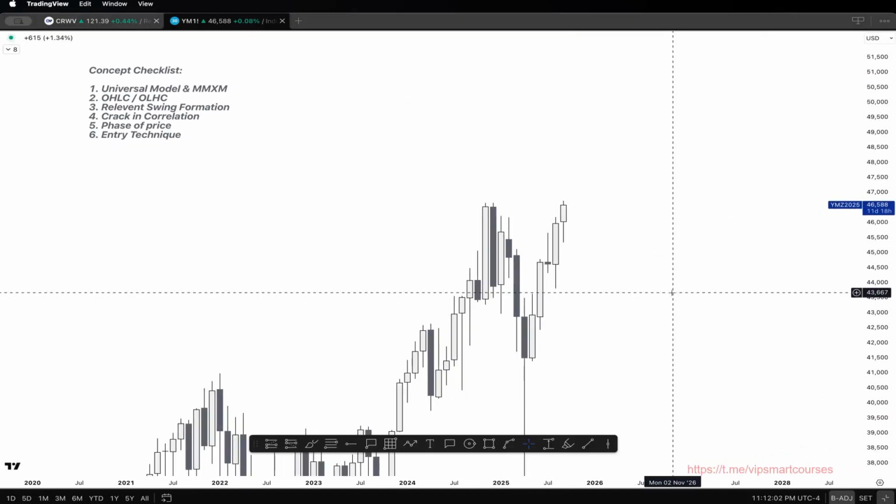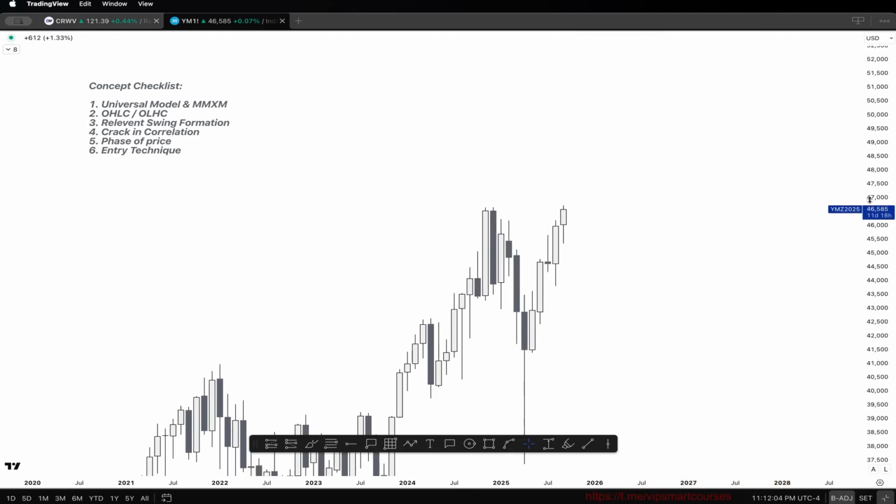All right, everyone. So now what we are going to do is blend the concepts introduced to you in our core concepts lectures into top-down worked examples. These examples are going to bridge the universal model that I told you about, as well as the concepts you learned through the fundamentals of open, high, low, close, swing formation, cracks and correlation, phase of price, and all the way down to entry techniques.